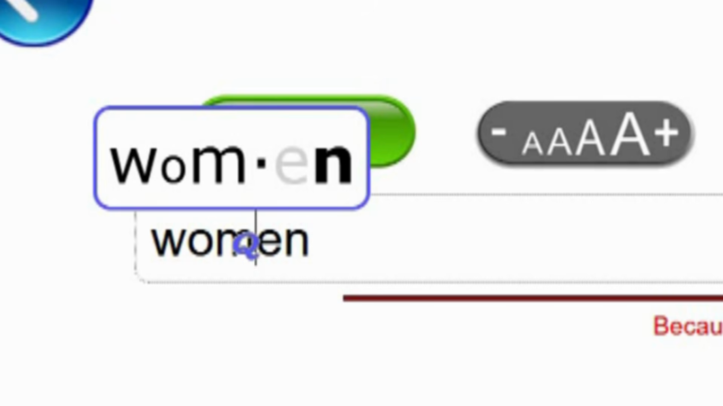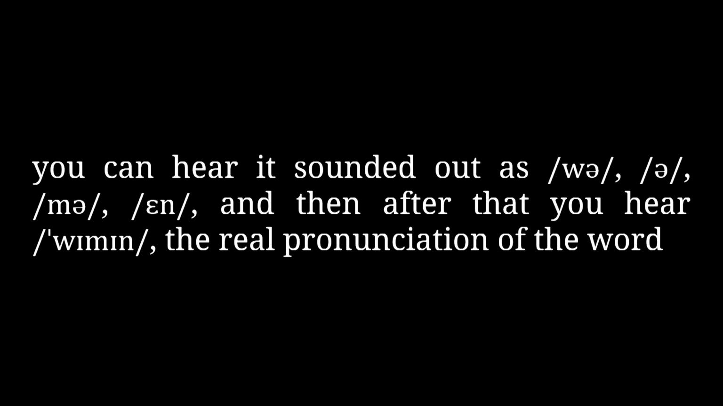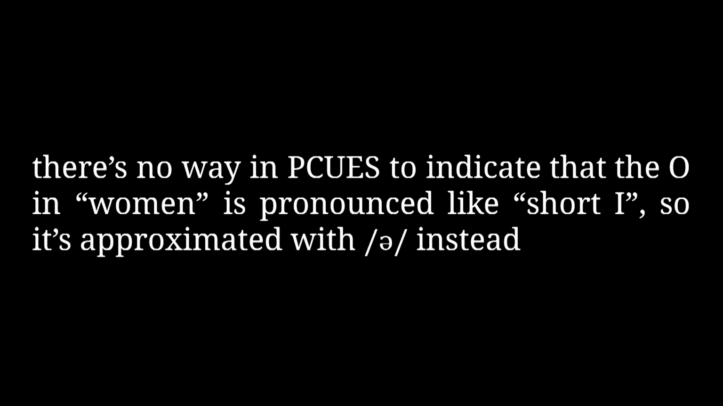Here's how the text-to-speech lady reads it when you click it a second time. When the voice is sounding it out one letter at a time, you can hear the pronunciation that the cues are indicating, and then after that you can hear the real pronunciation. This system has no way of indicating that the O here actually makes an I sound, so it approximates. There are countless examples of words like this, words that are spelled in ways that are so irregular that PCUES doesn't have any way of showing their pronunciations at all.